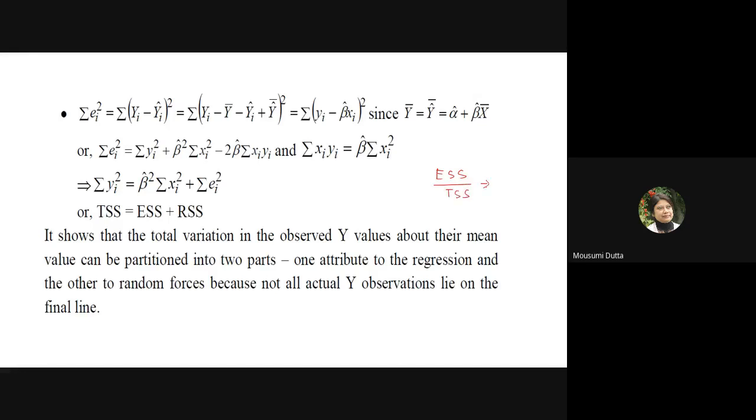As ESS by TSS moves towards 1, this is a best fit. The total variation can be explained by the set of explanatory variables I have selected. So ESS by TSS, the proportion of the explained component with respect to the total variation, can be considered as a measure of goodness of fit.